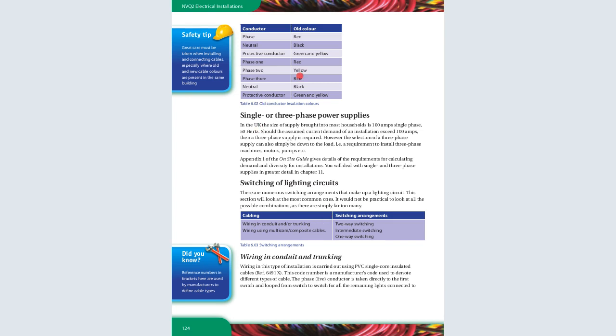The conductors are here, and again, the color codings are there. Now I'll go to wiring in conduit and trunking. This is a type of wiring carried out using PVC single core insulated cables. The code number is the manufacturer's code used to denote different types of cable. The phase, that is the live conductor, is taken directly to the first switch and looped from the switch to all the remaining lights connected to it.